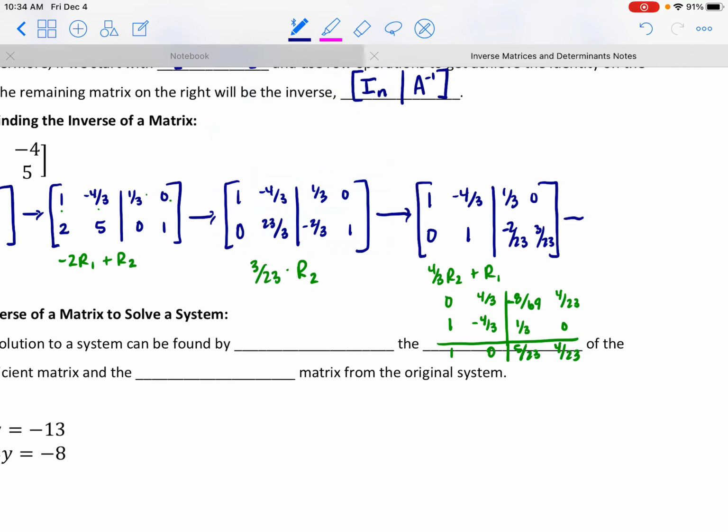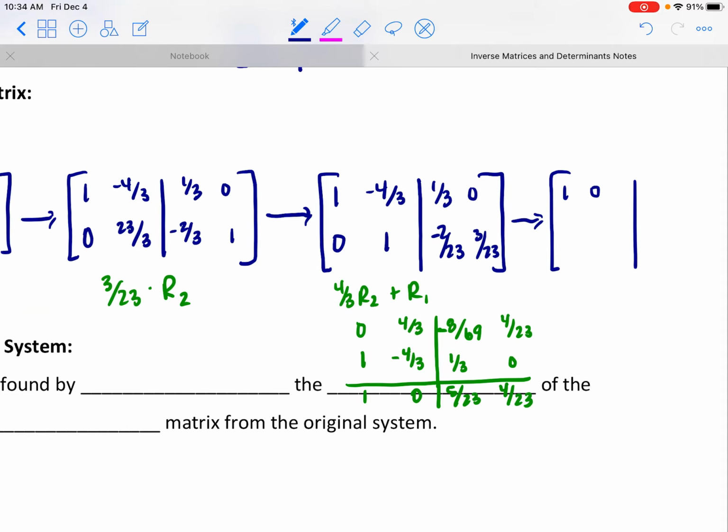And so when I rewrite this, finally, I have my new row 1 is 1, 0, and then 5 over 23 and 4 over 23. Okay, and row 2 I didn't change. I was only messing with row 1 here. So row 2 was still 0, 1, negative 2 23rds, and 3 23rds. Okay, and that is it. That is all the work.